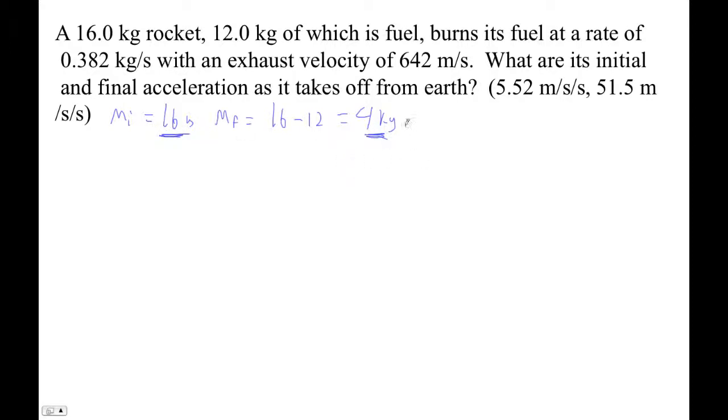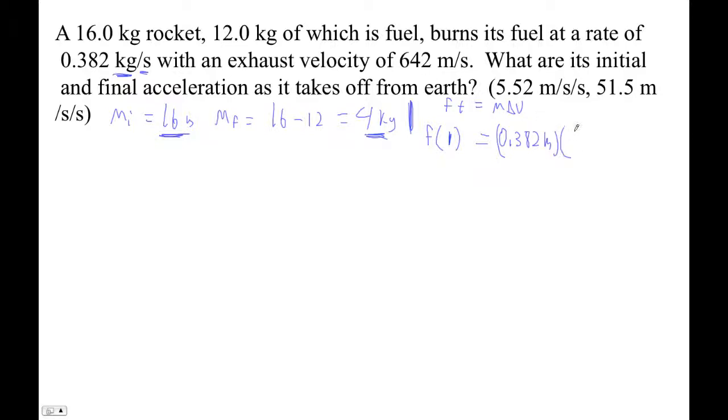Okay. And then we can find the thrust of the rocket engine. I'm using force times time is mass times change in velocity. So the force times, and then it's kilograms per second. So I say kilogram per 1 second. So I put 1 in for the time, and then I go 0.382 kilograms.